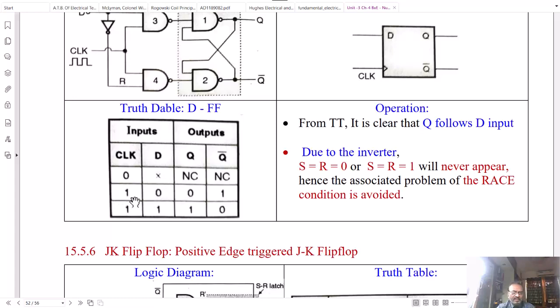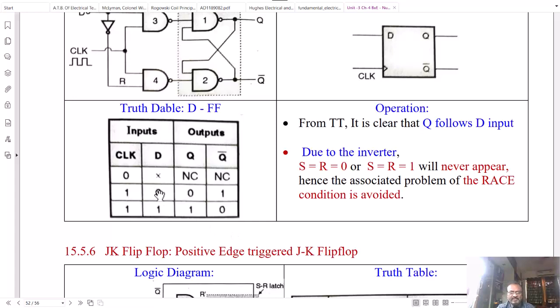When clock is 1 and data input D is 0, then this clock will reset the Q output, meaning it will set the data input at the Q output; Q output becomes the same as the data input. Now, when clock is 1 and data input D is 1, then output will be set. So from the last two rows, you will see that as long as the clock is present, the D input will be reflected at Q, and the complement of D is available at Q bar.